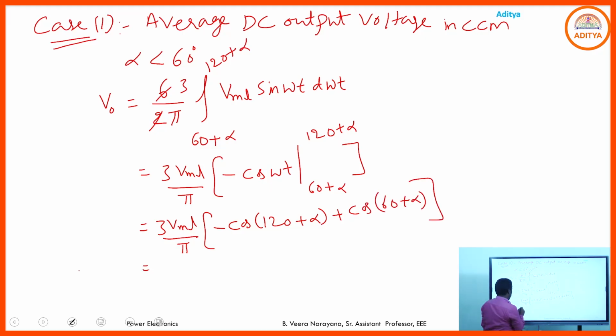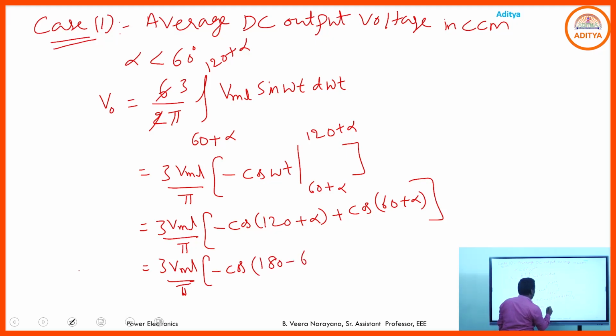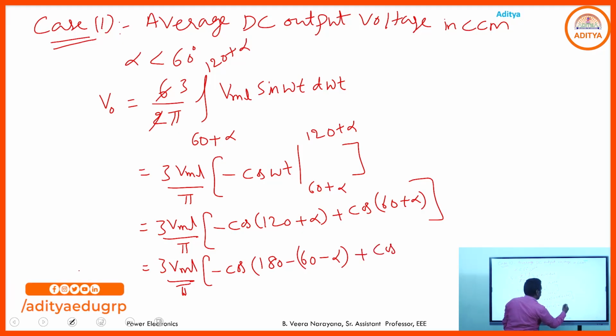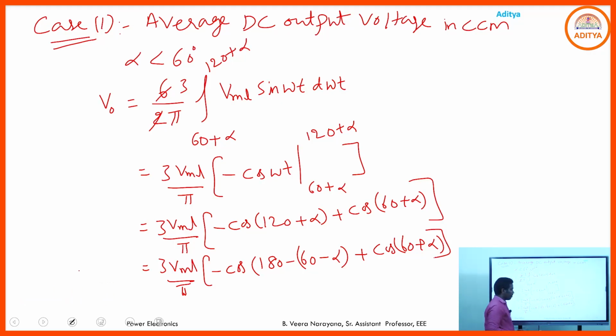What you will get here? 3 VML by pi, and this minus cos 120 plus alpha is written as 180 minus 60 minus alpha plus cos 60 plus alpha. We will write like this. Why? Because cos 180 minus 60 is 120, minus of minus plus alpha. So we will write this cos 120 plus alpha as 180 minus 60 minus alpha. Cos 180 minus theta is minus cos theta, minus of minus plus.